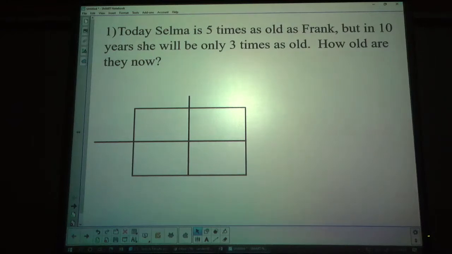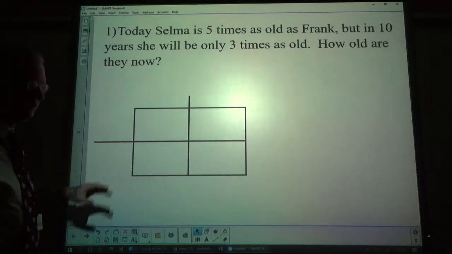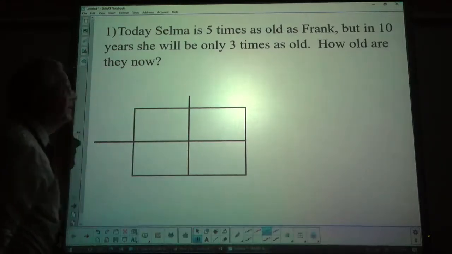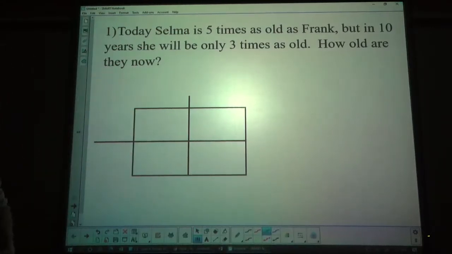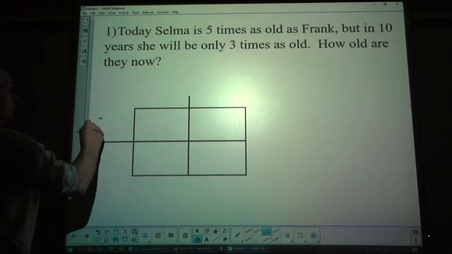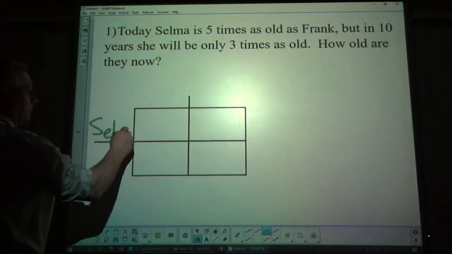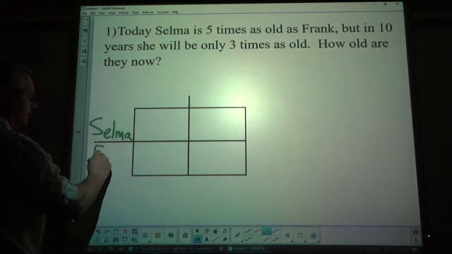So our first problem is today Selma is 5 times as old as Frank, but in 10 years she will be only 3 times as old. How old are they now? So I like to make a table of this. And the first thing I'm going to do is write down who we're talking about. Selma and Frank.